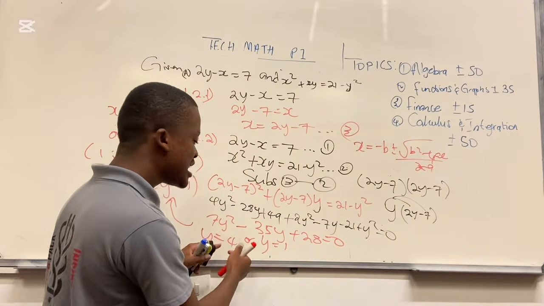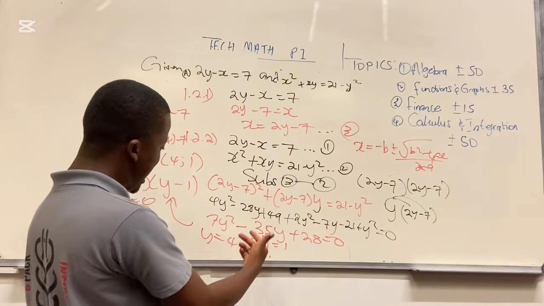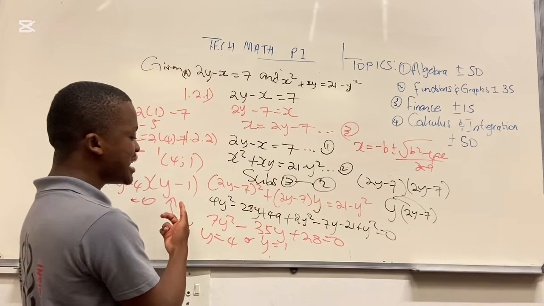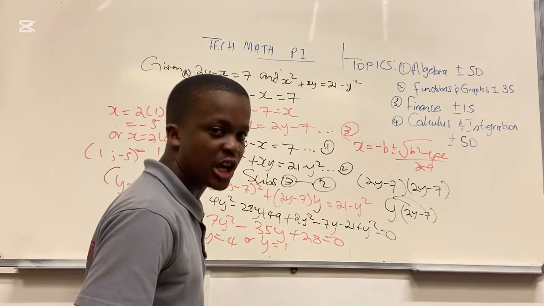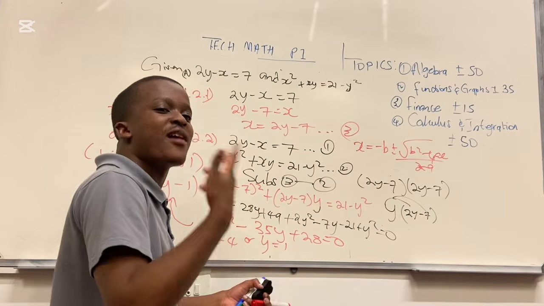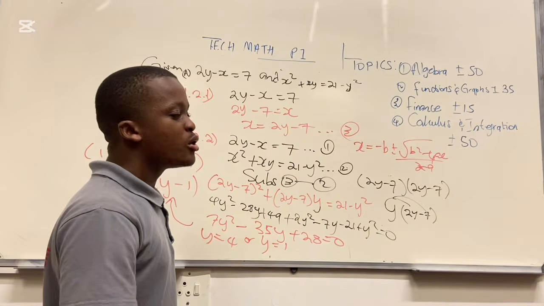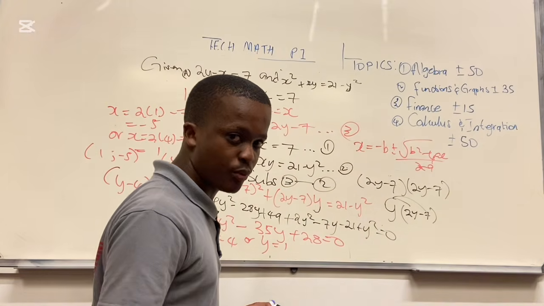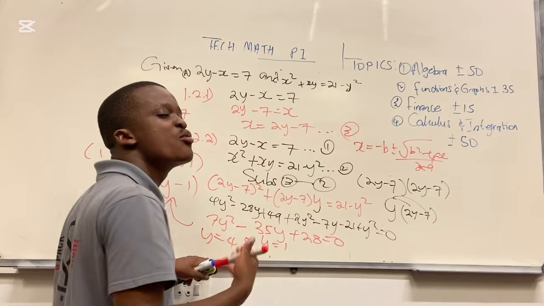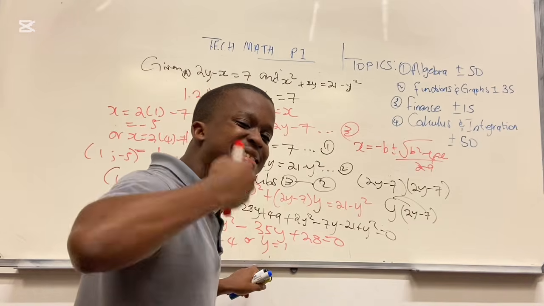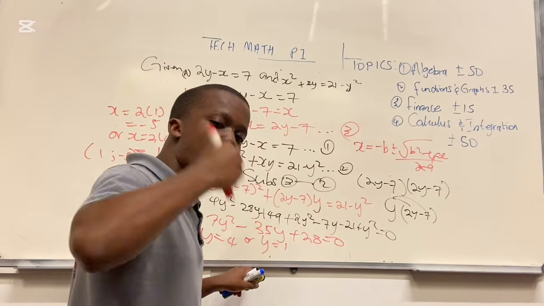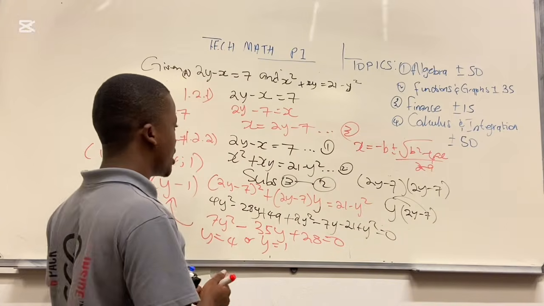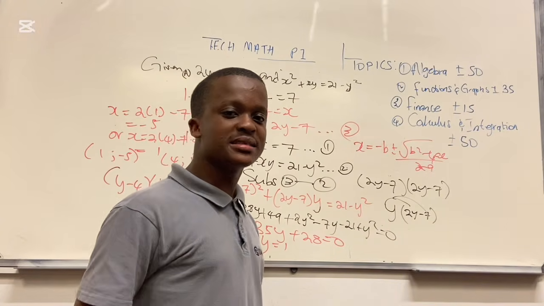If you got whole numbers like 1 or 4, you can use the quadratic formula to find the factors. You don't have to use the formula in this case because we got whole numbers. If it's a decimal, that's where we are required to use that formula. That is our simultaneous equation.